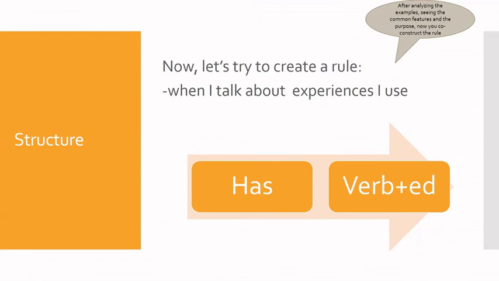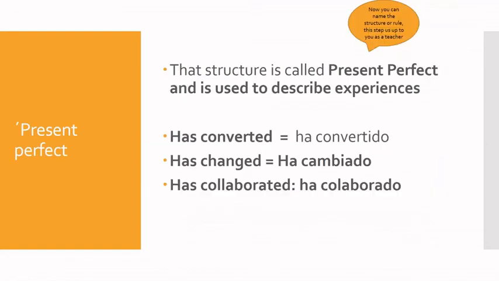So for example, and then you give out other examples that help you to reassure this rule. Has converted, ha convertido. Has changed, ha cambiado. Has collaborated, ha colaborado. And here you can name the rule. Here you can tell them that it's present perfect. It's not the aim. You can do it, right? But you can do it at the end.